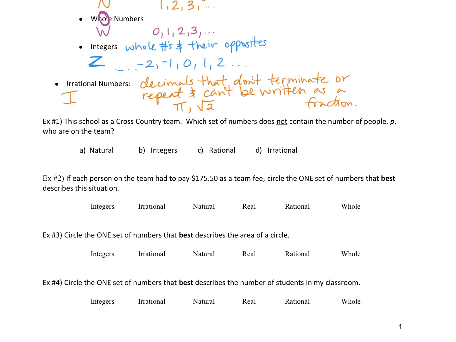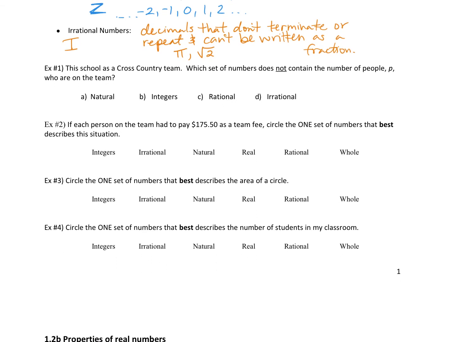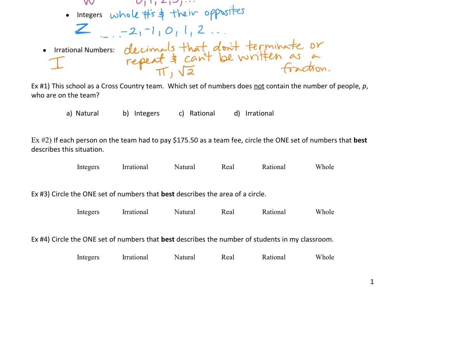All right, the only thing I'm going to ask you now are these questions. A school has a cross-country team. Which set of numbers does not contain the number of people P who are on the team? There's natural, there's integers, there's rational, and there's irrational. If we're talking about a number of people, integers would have it though, right? Because 17 is an integer. You can have 17 people on a team.